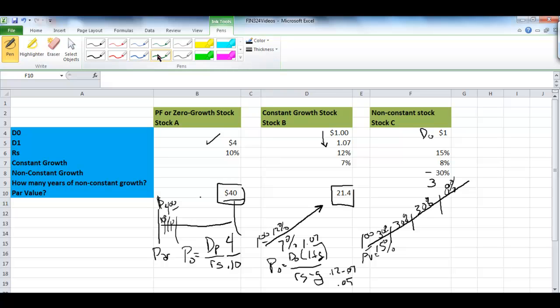And I've already calculated that. I'm going to do it a different color because it's getting a little busy here. So if I multiply $1 by 30% or 1.30, I get $1.30. And I have to do it again here, so I multiply $1.30 by 1.30, just like we did once here, and I'm going to get $1.69.